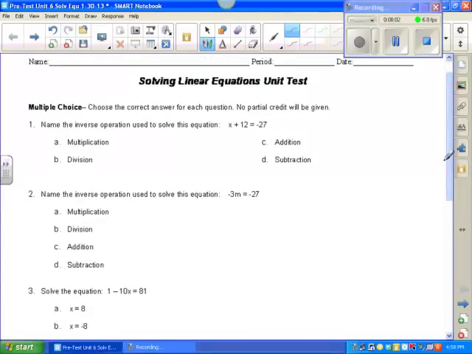Okay, here's the video solutions for the practice test that we were working on today. So number one, name the inverse operation used to solve this equation. Well, we know here we have a plus 12, so the inverse operation is minus 12. We call it negative 12, but in terms of the multiple choice, it's subtraction.